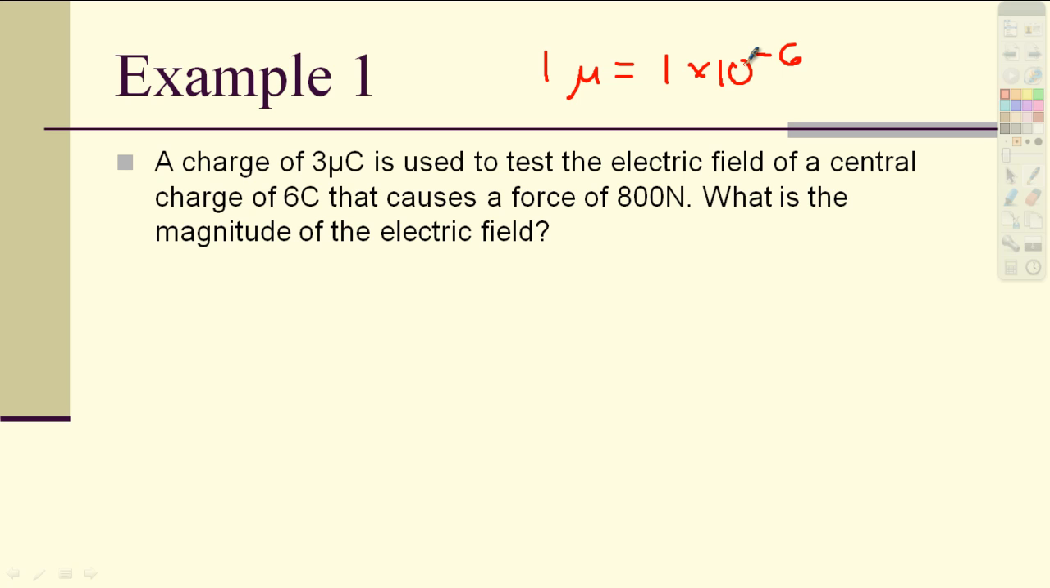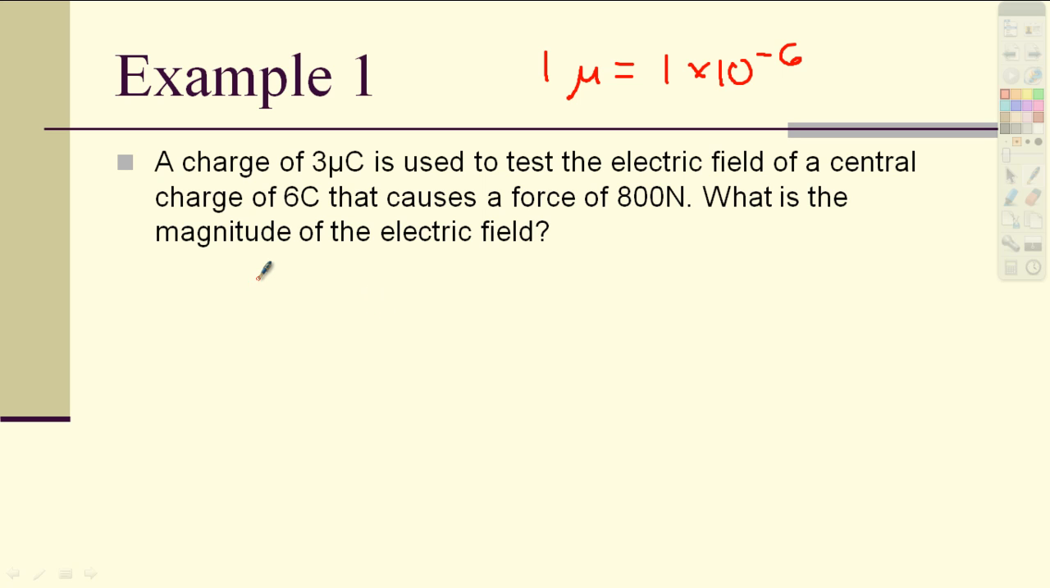So this one should be pretty easy. Where are my notes for this? I don't know. Guess we just have to fly off the cuff on this one.